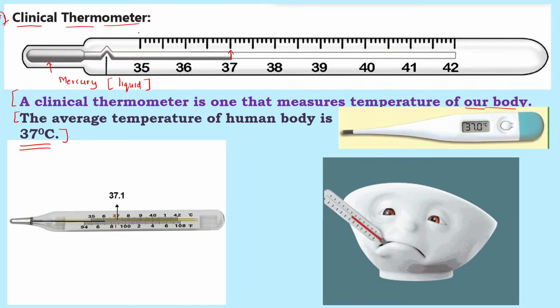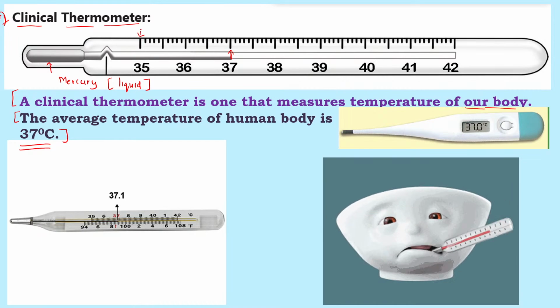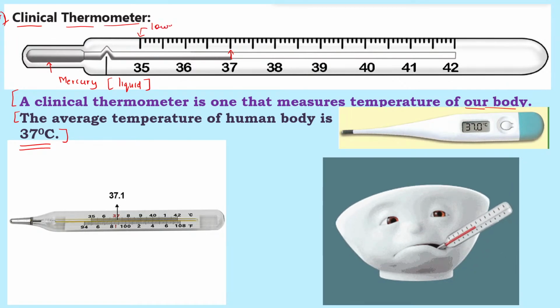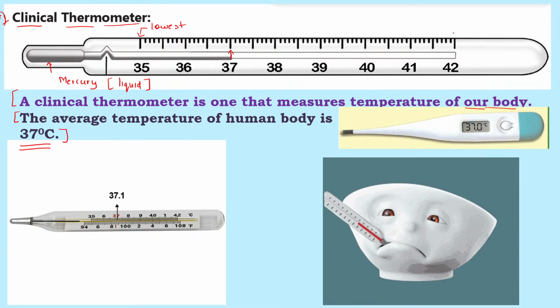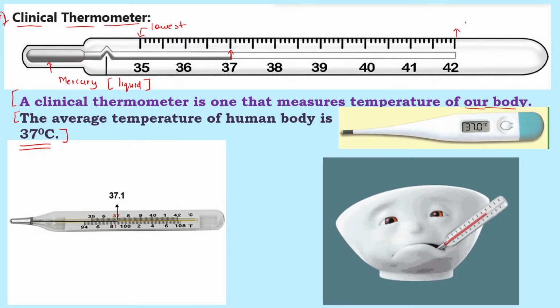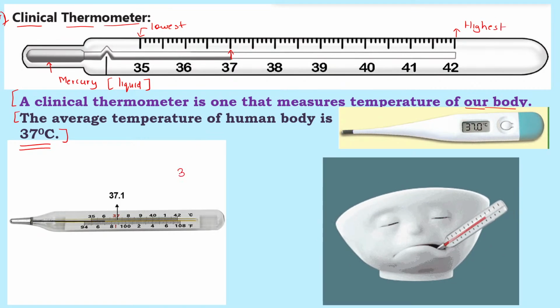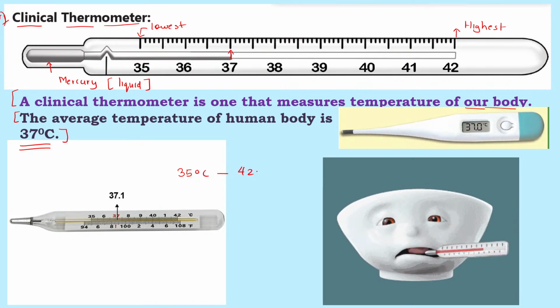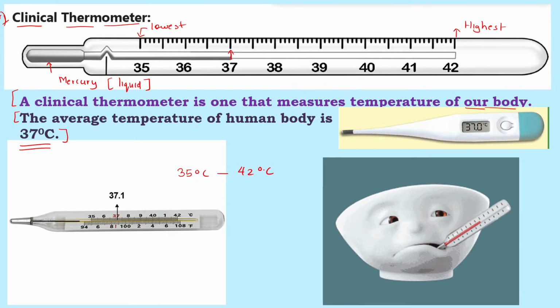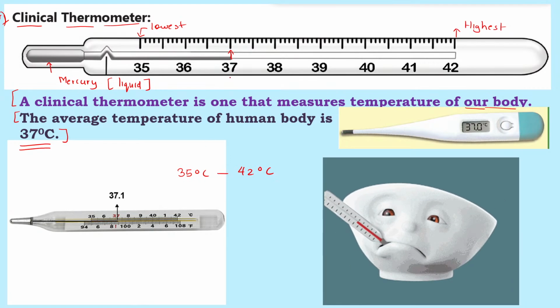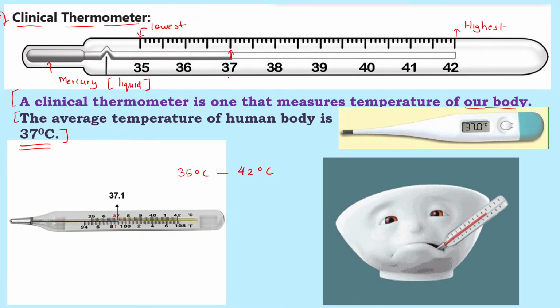So what is the lowest division? This is the lowest division, and this is the highest division. What is the lowest and what is the highest division in a clinical thermometer? Yes, the lowest is 35 and the highest is 42 degrees Celsius. And what is the reading it is showing? It is showing 37 degrees Celsius.